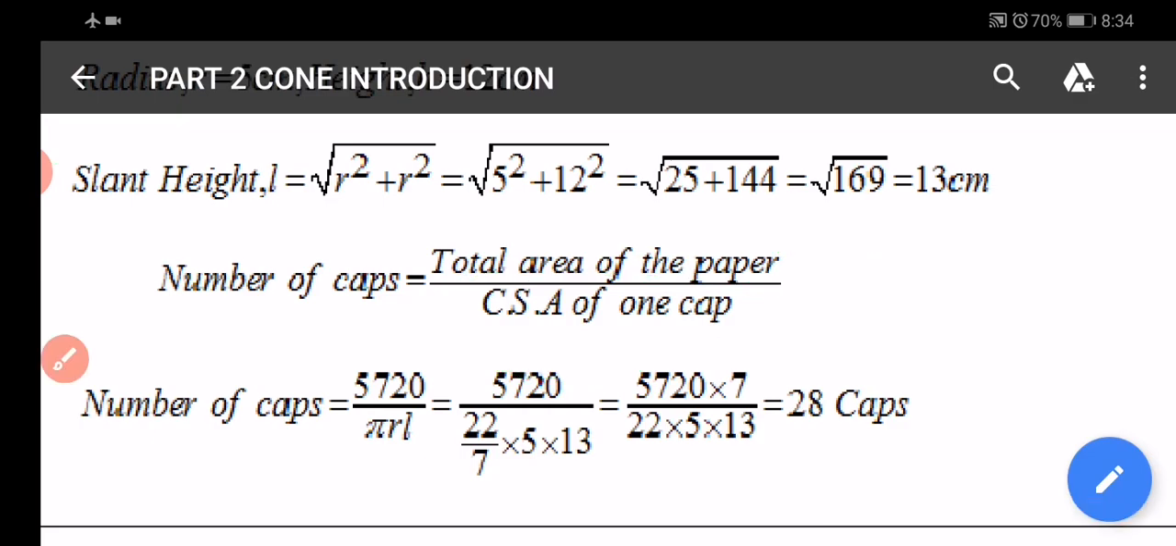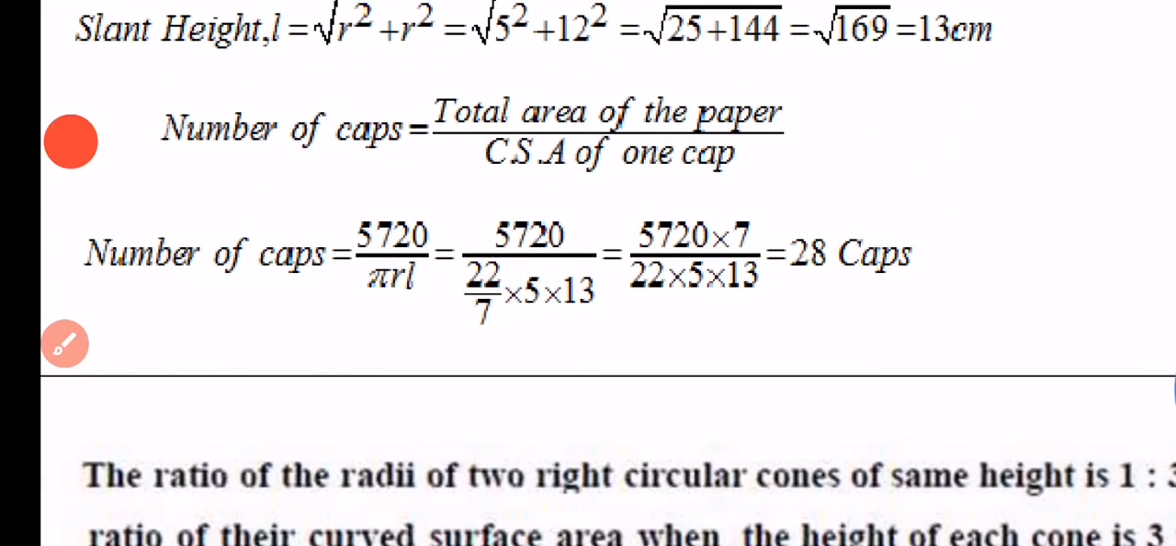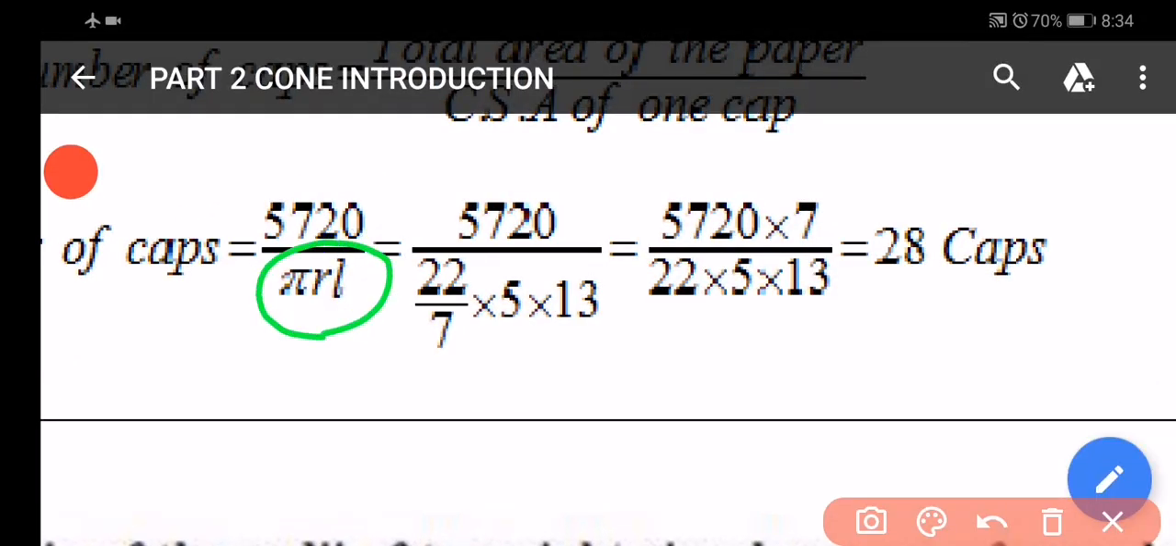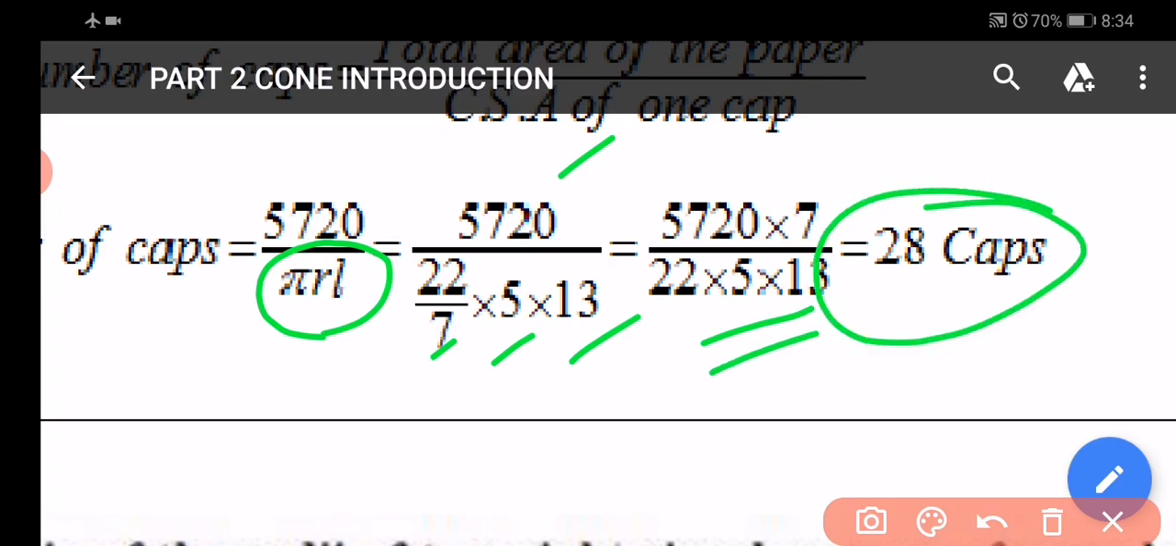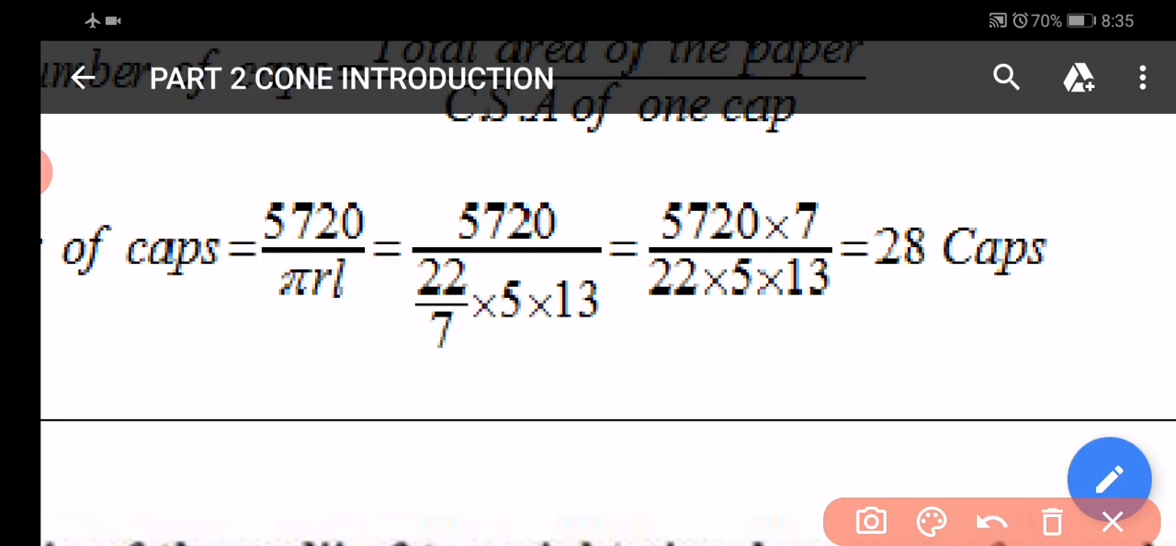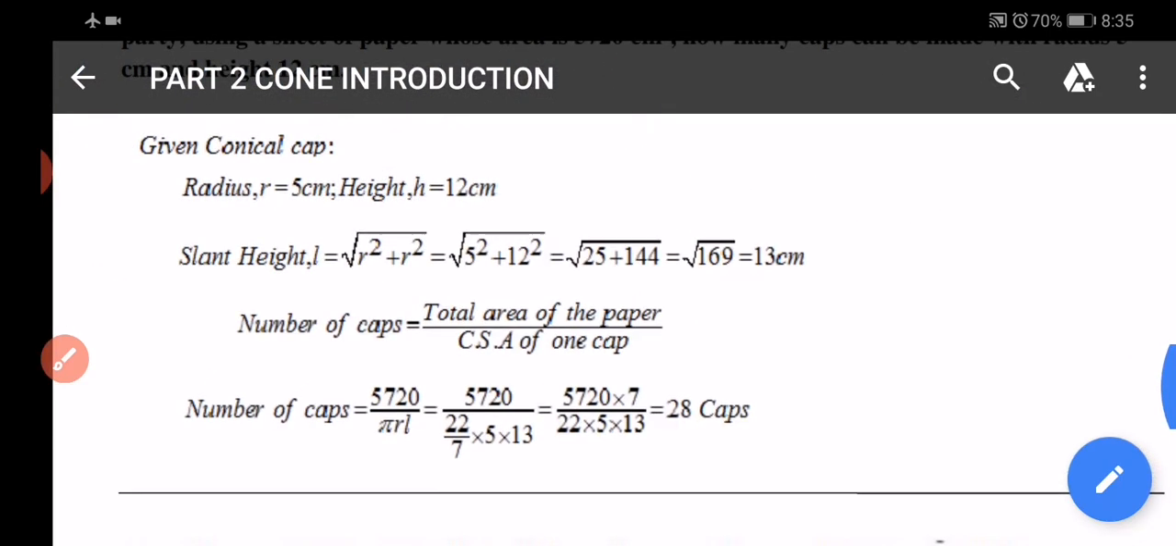That is total area is 5720 divided by curved surface area of cone, which is pi r L. So 5720 divided by pi into r into L. So 7 is going to the numerator. So we simplify it, we get the answer 28 caps. So you do the calculation, how it is simplified, and we get the answer 28 caps in the rough work. So this is one important 5 mark.